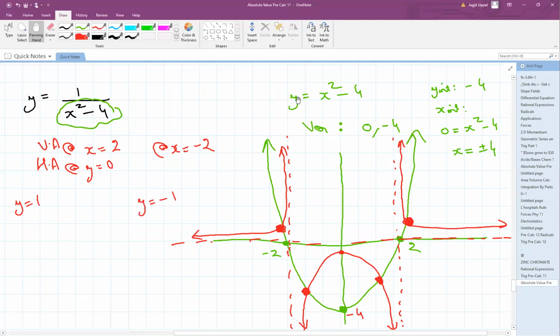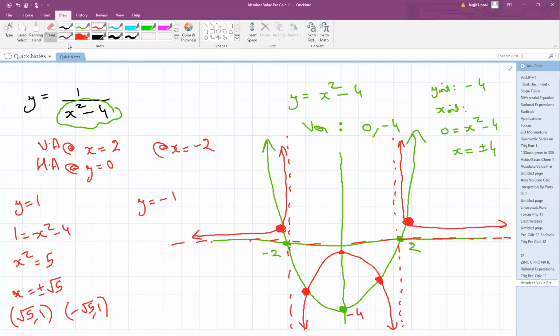Okay, and you will plug it in right here. So when your y is 1, this is x squared minus 4. So x squared is equal to 5. So x is plus or minus square root of 5. So your invariant points are square root of 5 comma 1 and negative square root of 5 comma 1. Understood? And then we're going to solve for the second.